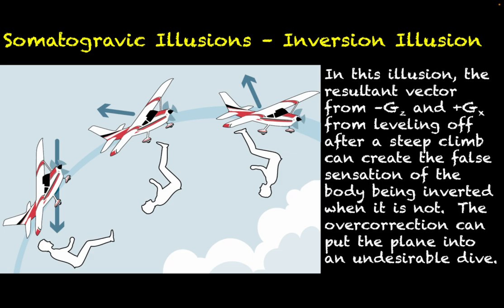But if you're doing this while also correcting a bank, you're pulling positive G's in the X direction. This can actually create the false sensation of the body being inverted when it is not. So you might feel like your body is upside down even when it is not, and this has everything to do with the resultant vector from the negative GZ and the positive GX. The overcorrection from this can put, again, the plane into an undesirable aircraft state, in this case, a dive.